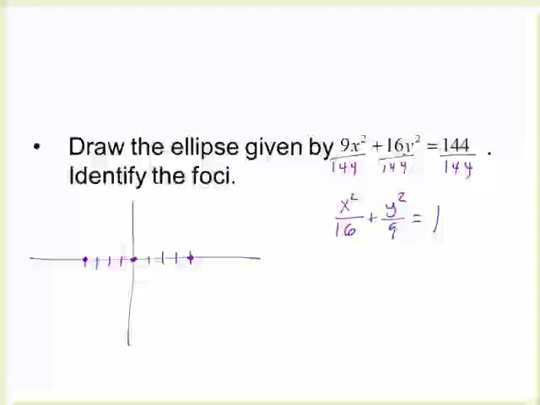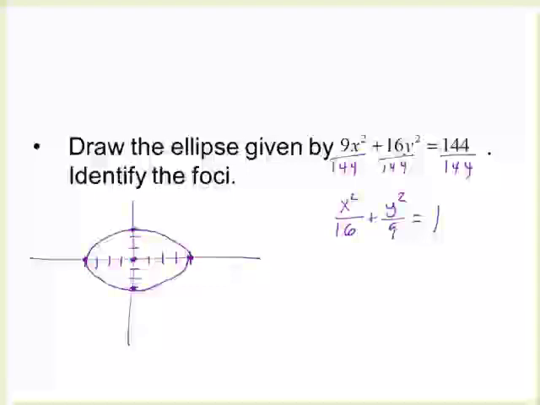What do we get for y? I'm going to go the square root of the number under the variable. So it's just 3 up. Under the y is a 9, so the square root is 3. So we're going to go 3 up and 3 down. And since those ones are closer in, those will be our co-vertices. And then reconnect. And that makes our ellipse.